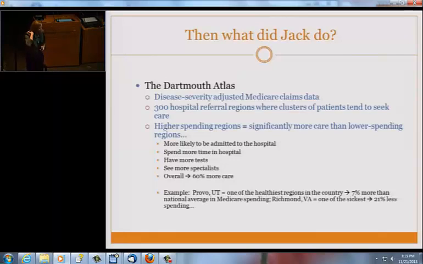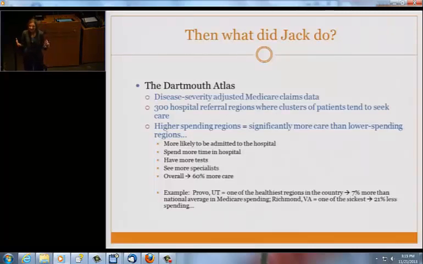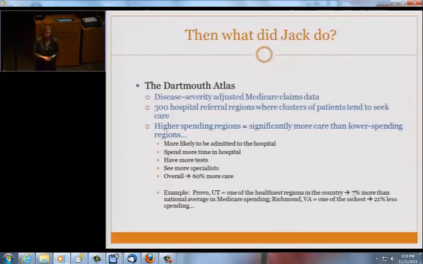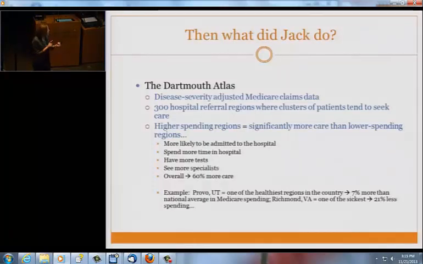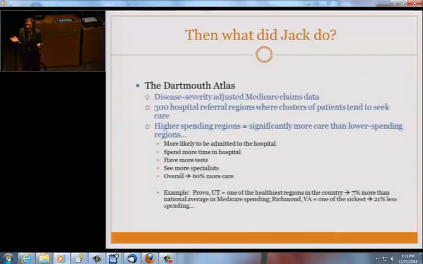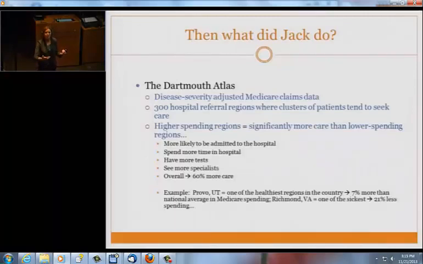And what they found were that higher spending areas had significantly more care than lower spending areas, okay? So it was sort of an intensity that was related to the dollars that were spent. So if you lived in a higher spending area per beneficiary, you were more likely to be admitted to the hospital, spend more time in the hospital, have more tests, see more specialists. Overall, 60% more care. 60% more contact was delivered to those beneficiaries.